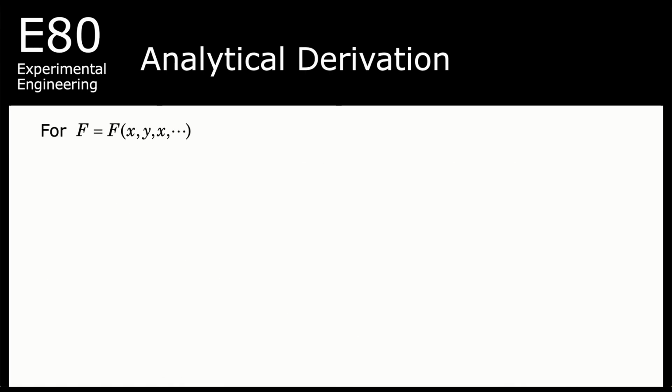Let's formalize this a little, probably not enough for the mathematicians, but enough for us. Assume we have a multivariate function f equals f of x, y, z, and so on. In our example, v out equals v out of r7, r8, and v3, or more specifically, v out equals v3 times r8 over the sum of r7 and r8.